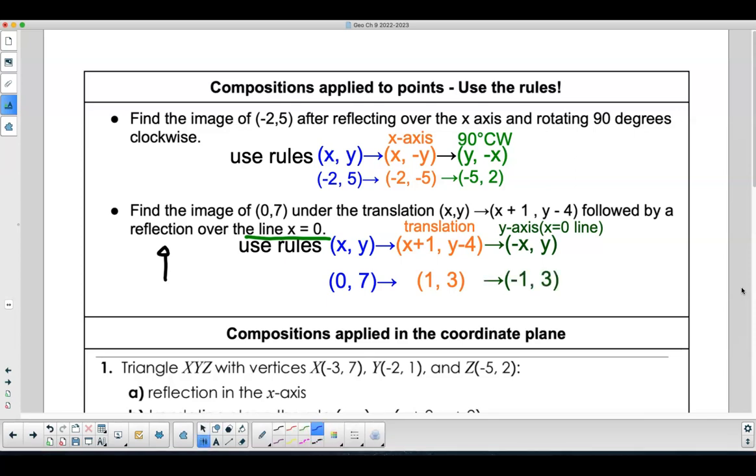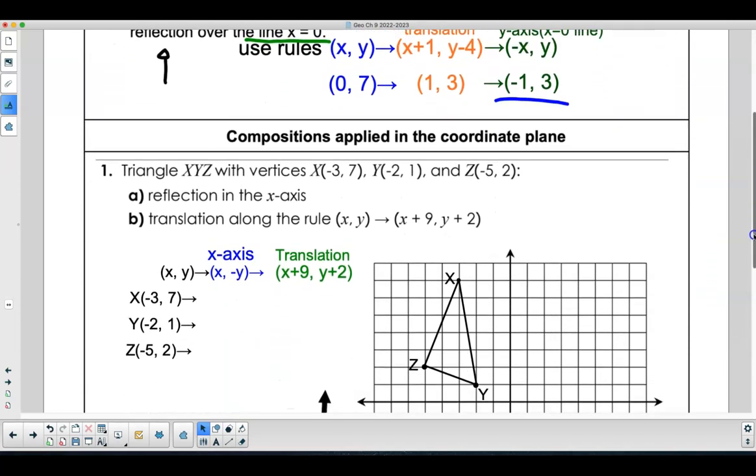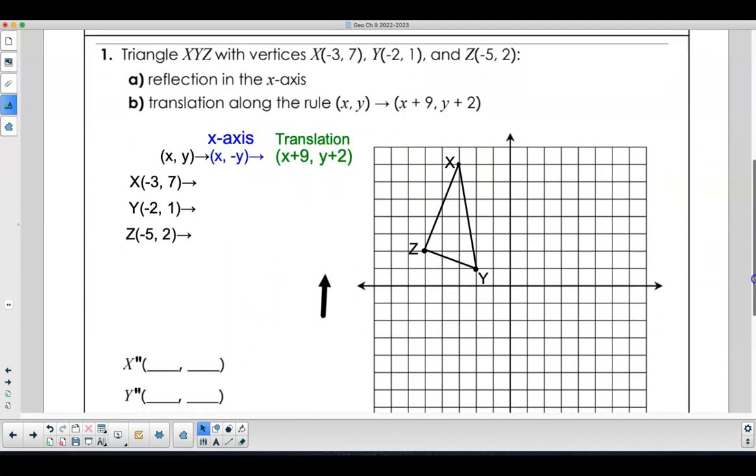So now these are my two answers for these two compositions, and it was exactly what we've done before, except now I just keep applying rules from my pre-image to my image, and I go from my image to my next image. Okay, so now let's see how this looks on the coordinate axis.